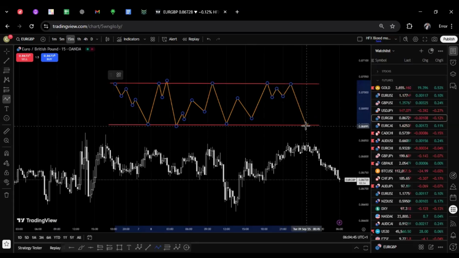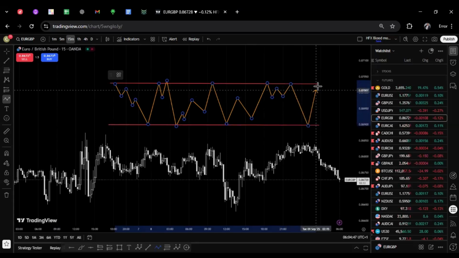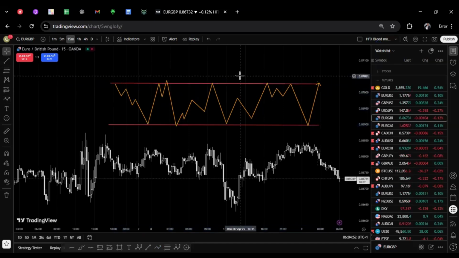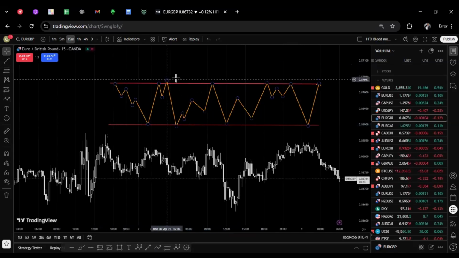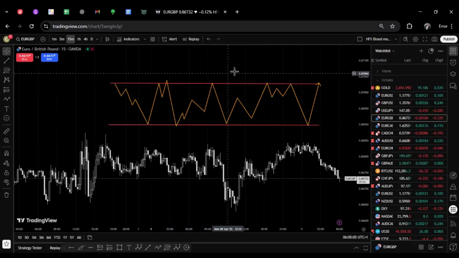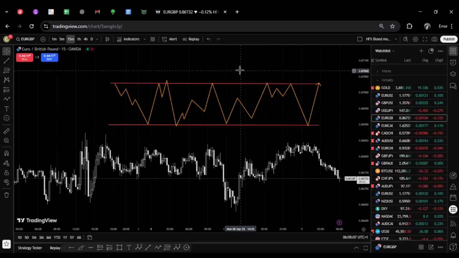Once you see this is a clear price trap, all you have to do is take advantage of the move. Whenever the market comes to the resistance zone, you take your sell. When it comes to the support zone, you take your buy. It's that simple. I don't want to talk about traditional forex today.